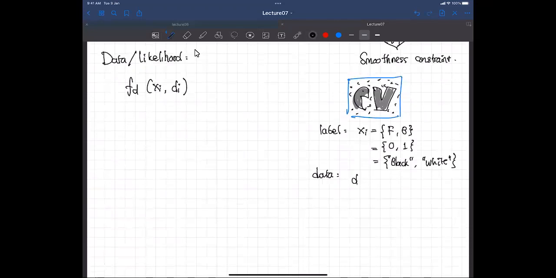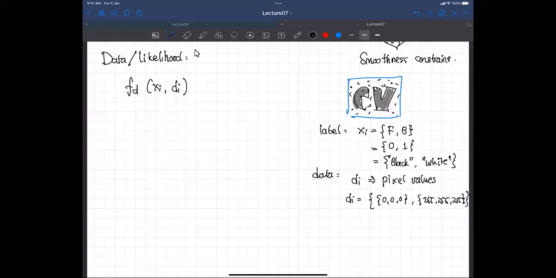And the data is actually di. And di is a pixel value, right? So this one is actually pixel values. And in this case, assume that these pixel values are just black and white. So di actually has two sets. One is black, which is 0, 0, 0. And the other is white, which is 255, 255, 255. So that's the data that we have.